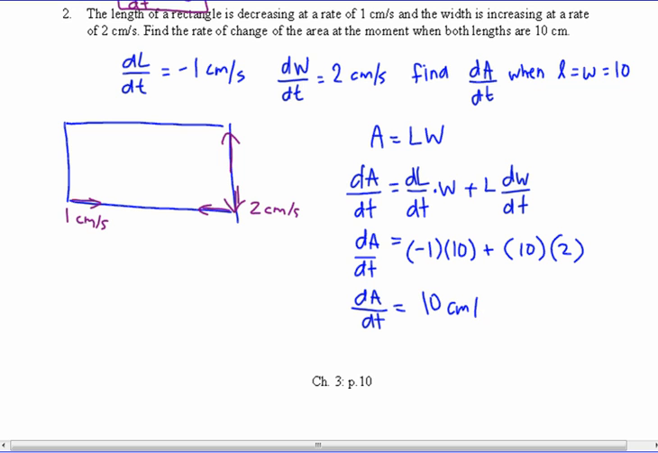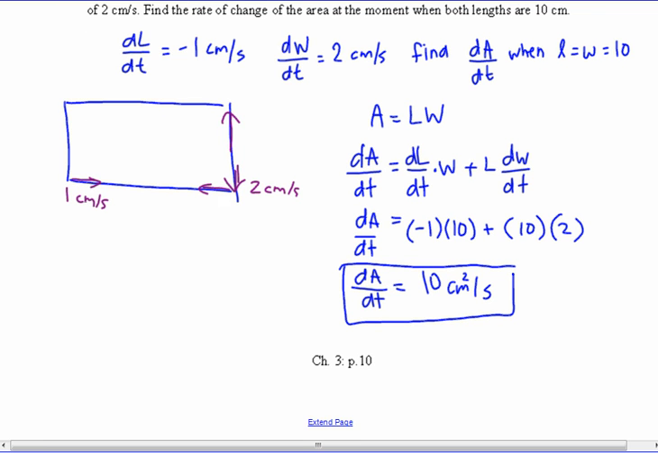10 centimeters per second. Centimeters squared, sorry. So the area is increasing at a rate of 1 centimeter squared per second. So most of the ones we're covering today, we don't have to do too much substitution. Tomorrow's going to be a little bit more intense.